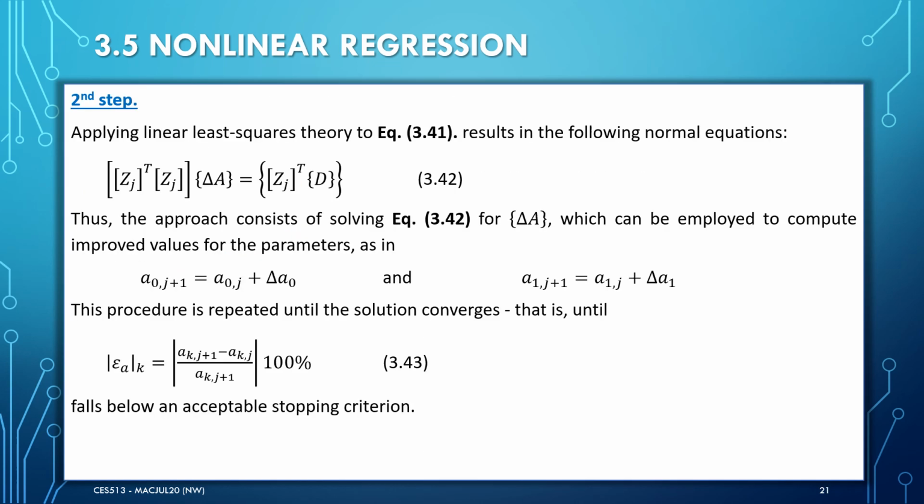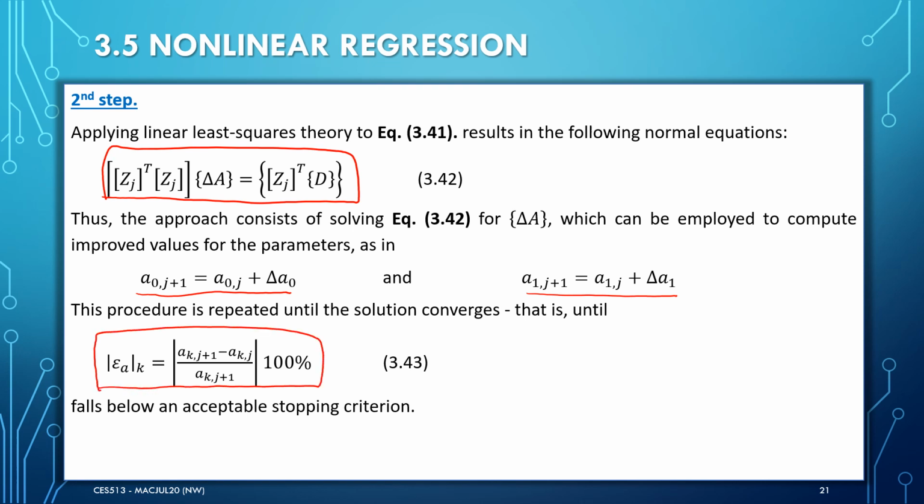The next step, which is the second step, is to apply linear least squares theory to equation 3.41, resulting in the following normal equation. Thus, the approach consists of solving equation 3.42 for the delta A matrix, which can be employed to compute improved values of the parameters as in this equation and this equation. This procedure is repeated until the solution converges, that is until the error falls below an acceptable stopping criterion.